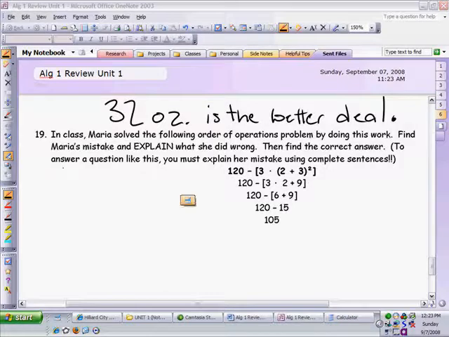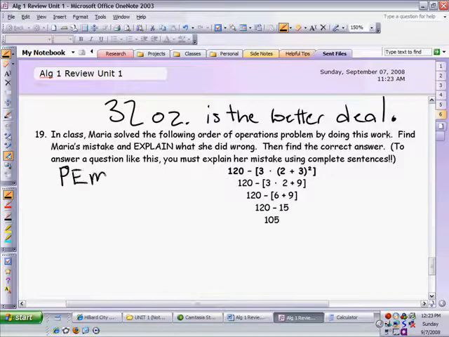Alright, so if we're looking at this first line here and the second line, the first thing I can tell is she did not follow PEMDAS. In other words, she did not do her order of operations correctly. First, she should have taken care of parentheses, then she should have taken care of the exponents. So if you look here, she did this exponent before she took care of the parentheses. She did the exponent before she did the parentheses. That's our first mistake there.